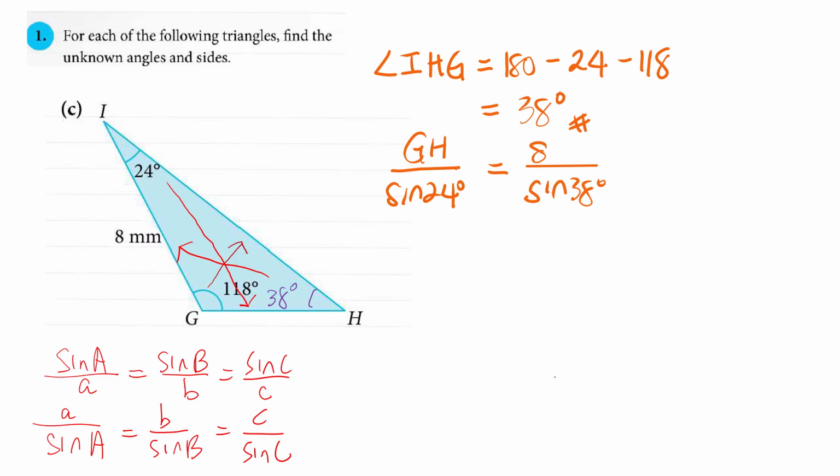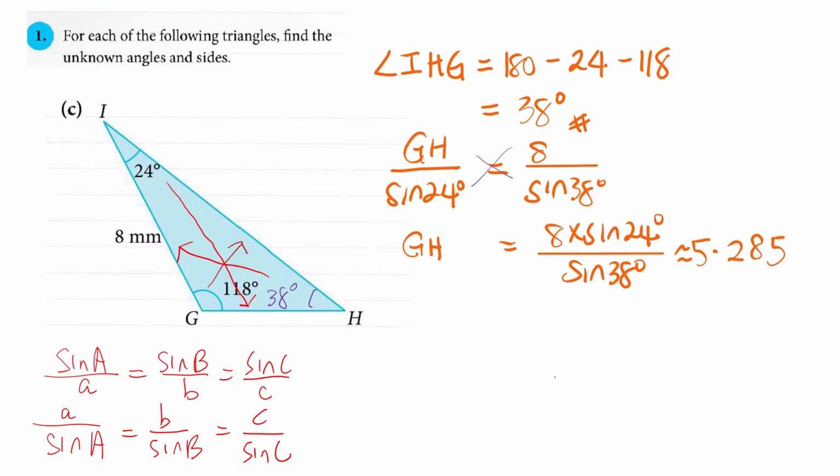In this case, GH is opposite angle 24, so GH over sine 24 equals 8, which is facing angle 38, so 8 over sine 38. These two ratios are the same. The next thing is to cross multiply. So you will have GH times sine 38 degrees equals 8 times sine 24 degrees. To find GH, you just divide by sine 38 on both sides.